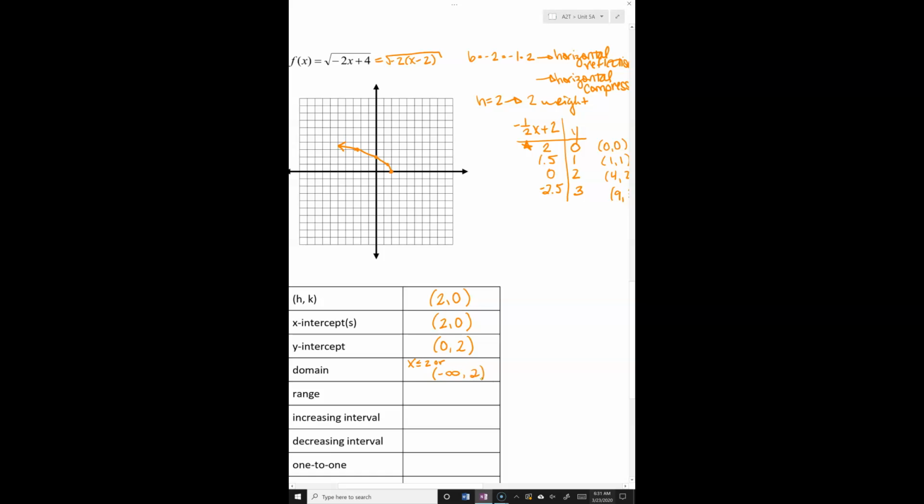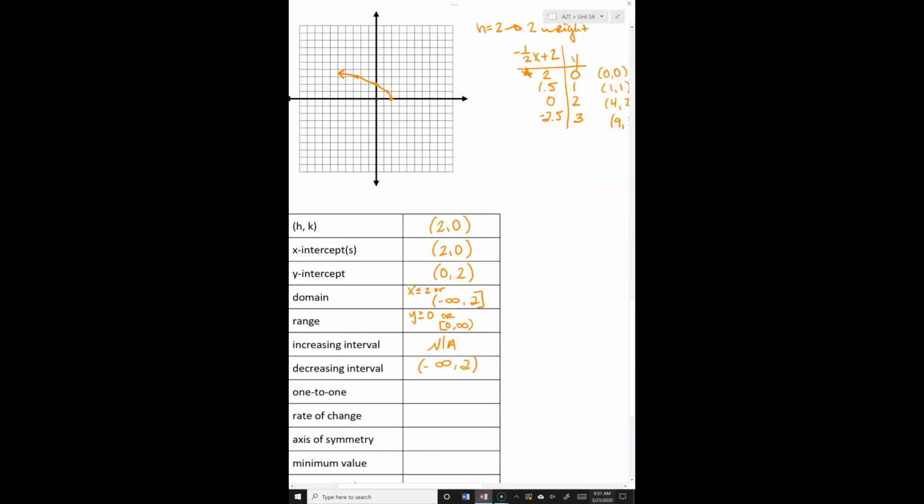So negative infinity to 2. And it is inclusive because there's a closed point. We include 2. The range is going to be greater than or equal to 0, or you can say inclusive 0 to infinity. It is not increasing. We are definitely decreasing from negative infinity to 2 because our y values are decreasing as we go from negative infinity to 2. Yes, it is 1 to 1.